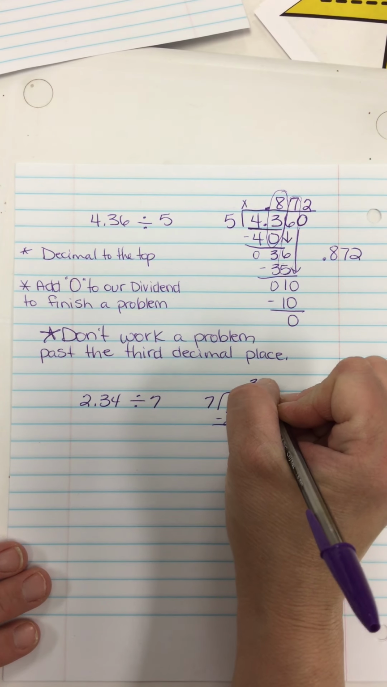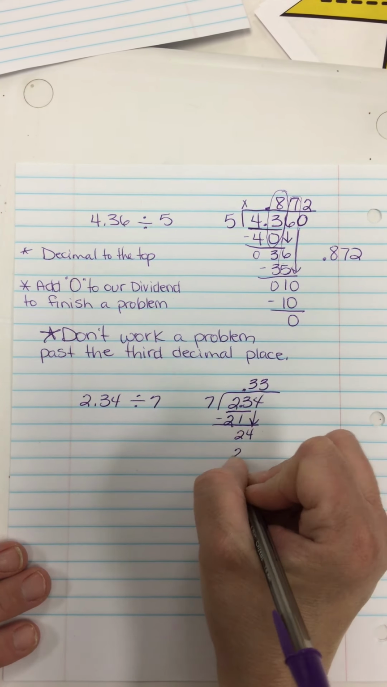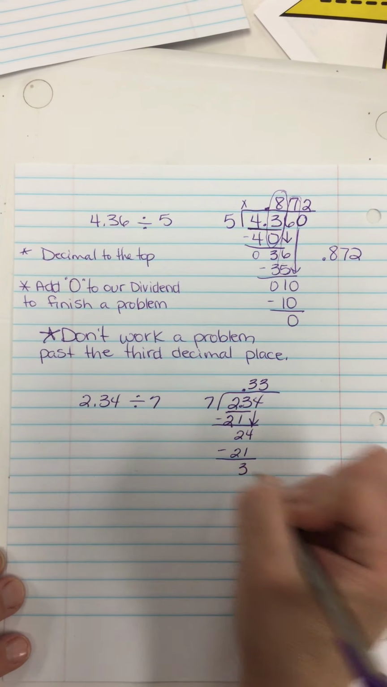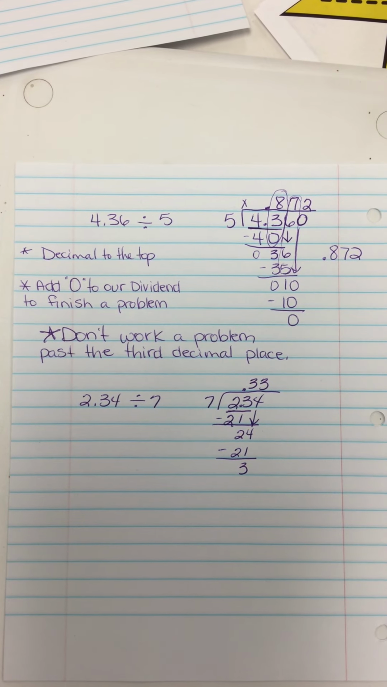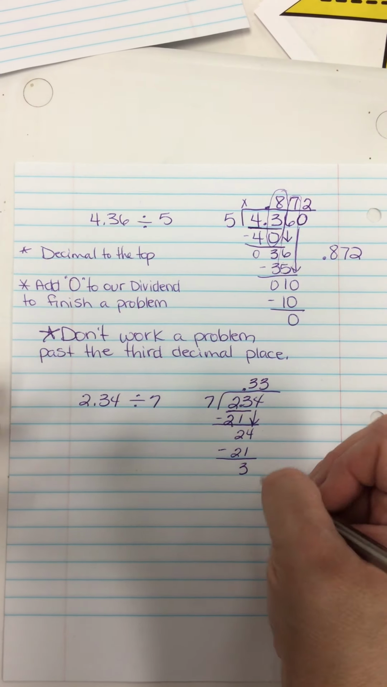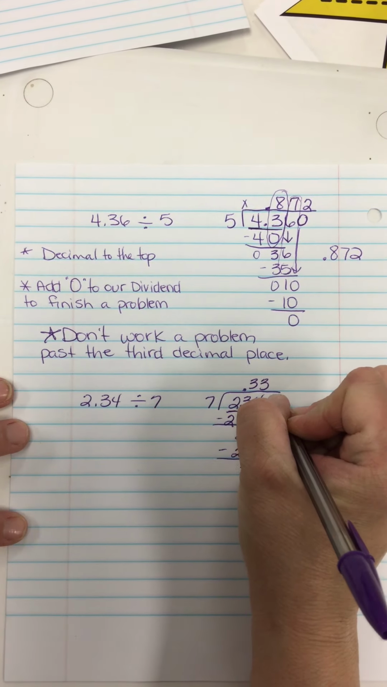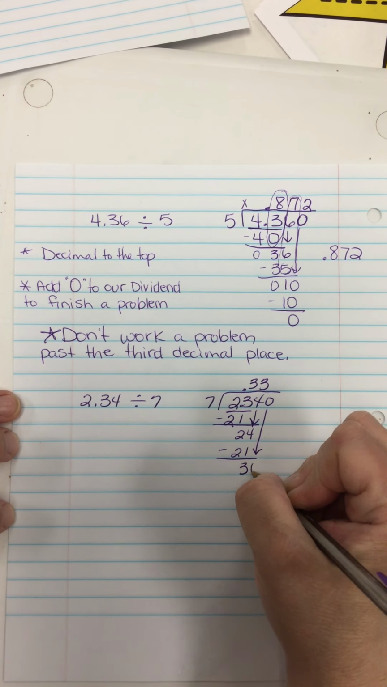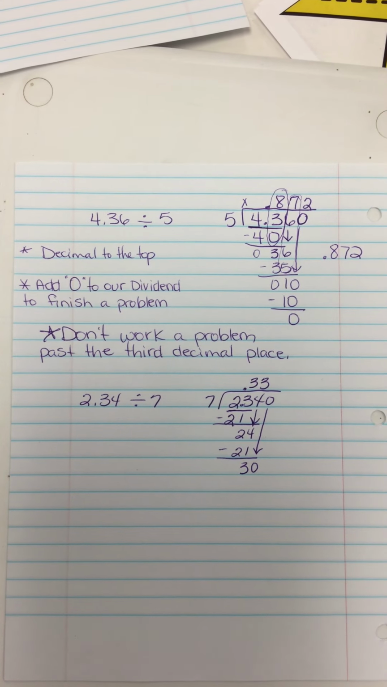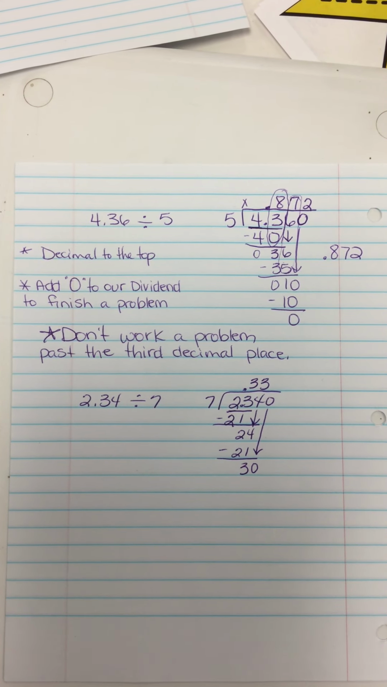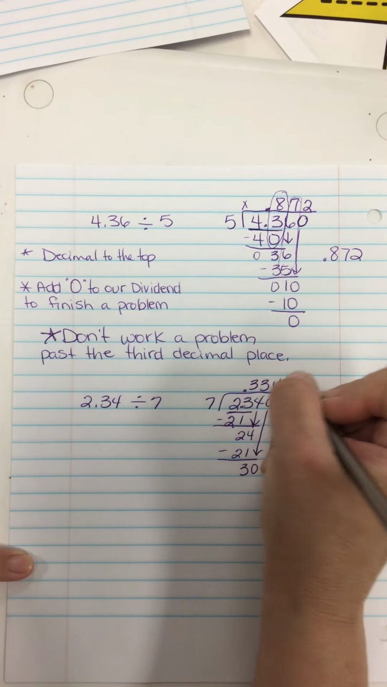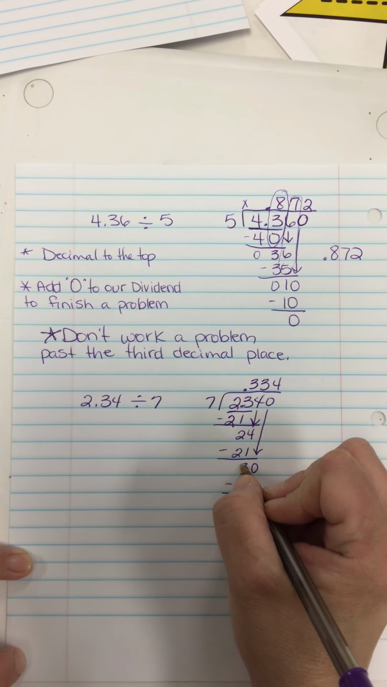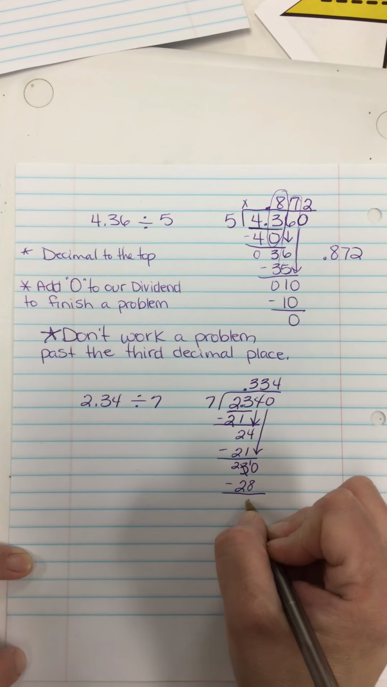Okay, the closest I can get to 24 is 3. 3 times 7 is 21. 4 minus 1 is 3. Okay, so I have to add a 0 to my dividend because I can't have a remainder. So I'm going to bring down that 0. Okay, the closest 7 can get into 30 is 28, which is times 4. 7 times 4 is 28. Subtract, I have to borrow.